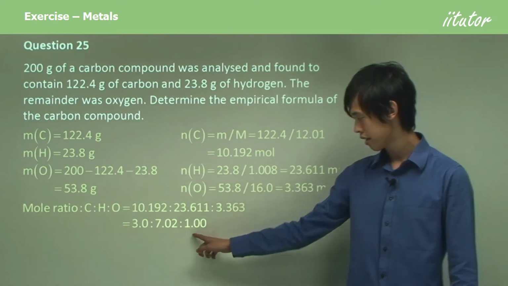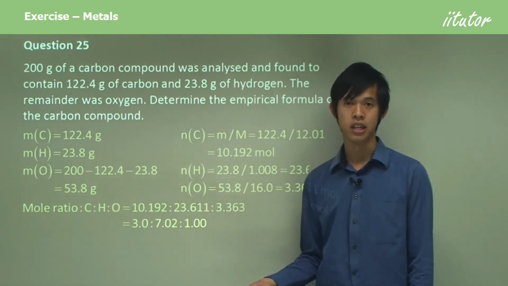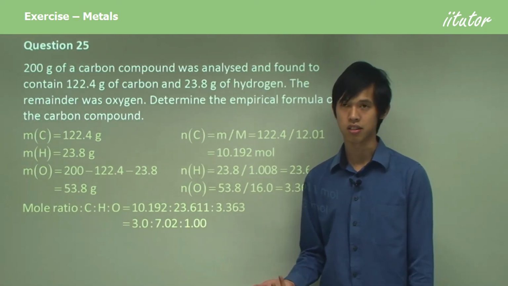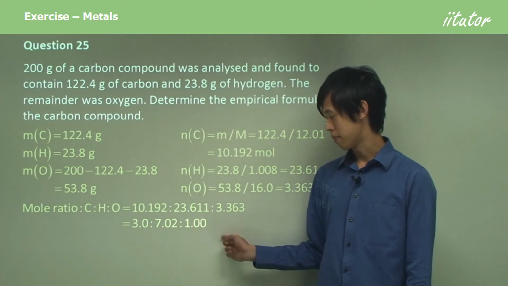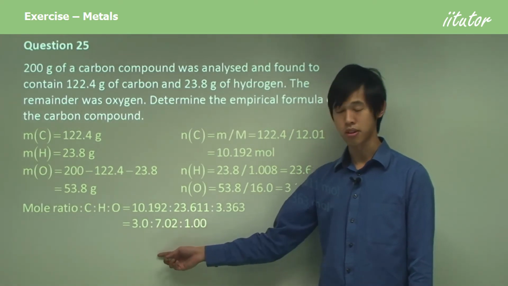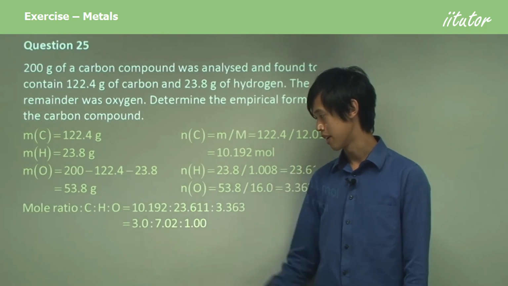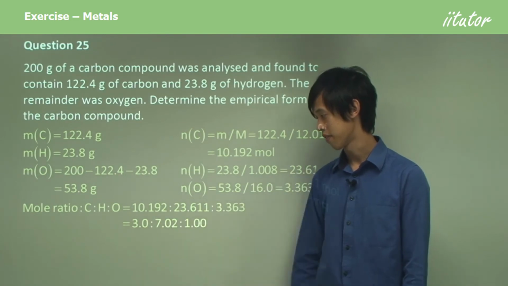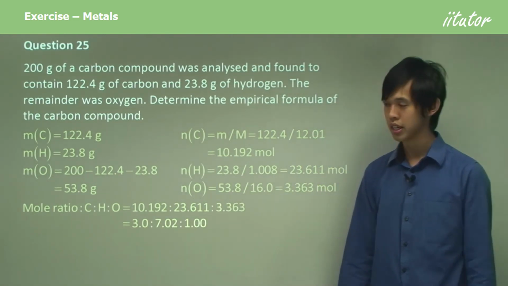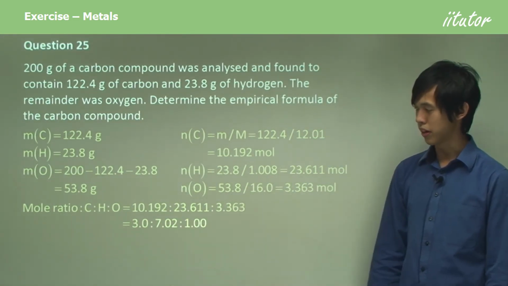And you get 1 here. So 3.363 divided by 3.363 is 1. 23.611 divided by 3.363 is 7.02. And 10.192 divided by 3.363 is 3. Okay? So that's the mole ratio.